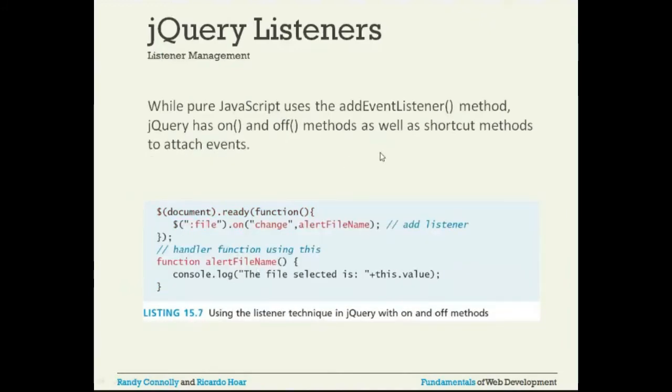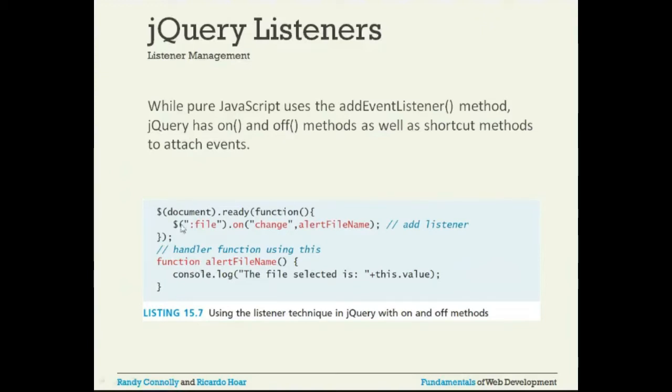While pure JavaScript uses the add event listener. If you remember, in case of pure JavaScript, we use the add event listener to add the listeners. And jQuery has the on method as well as the off method. These are the methods to attach the events. Similar to add event listener, in jQuery we have on and off, and it will attach the events.